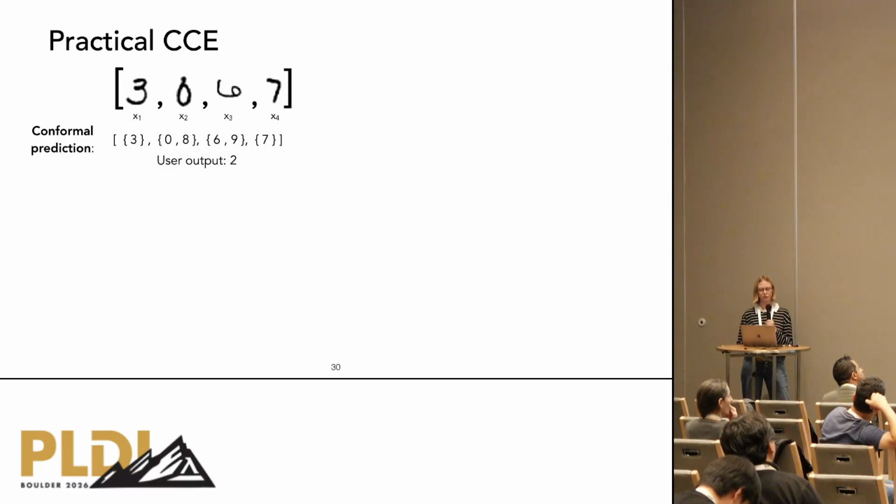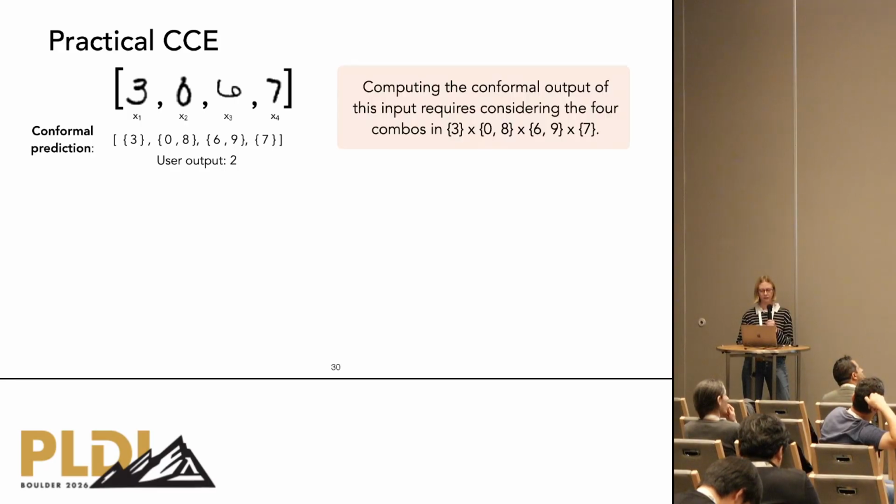A key challenge of this active learning framework is the overhead of conformal evaluation, because naively, it would require enumerating all combinations in the Cartesian product of the prediction sets of an input. Since the number of combinations grows exponentially, this quickly becomes an intractable problem.